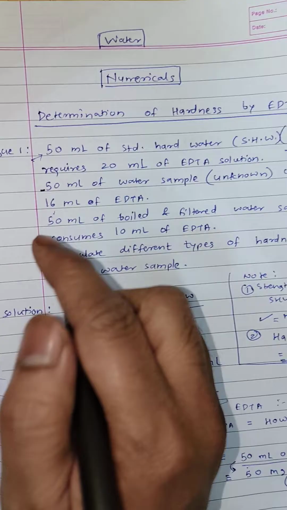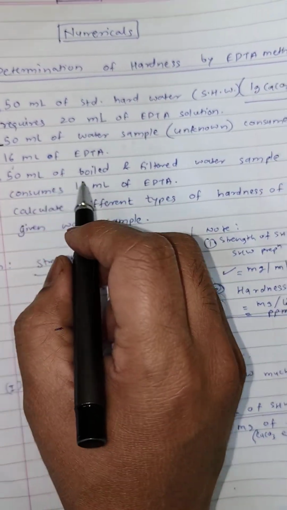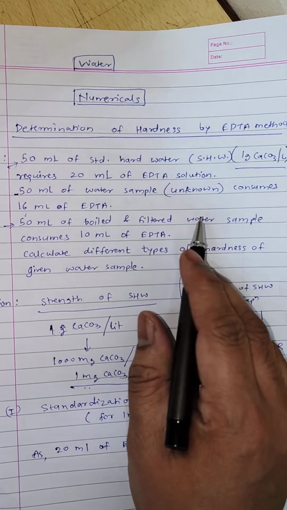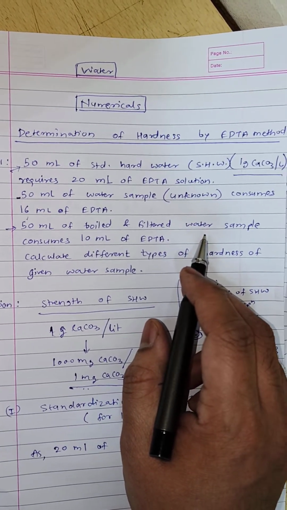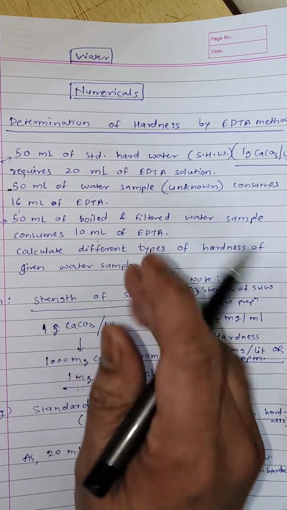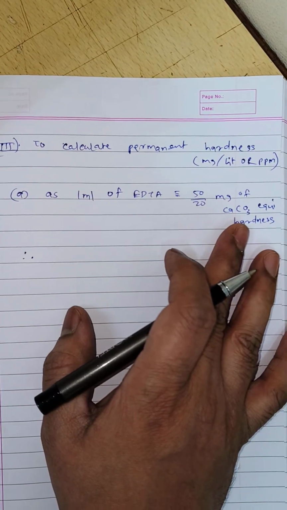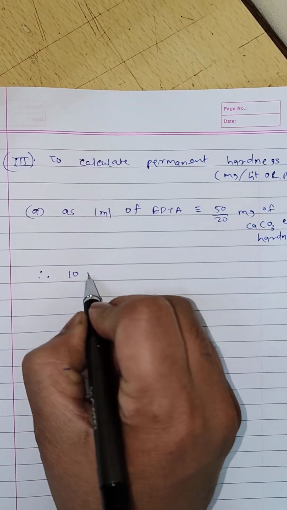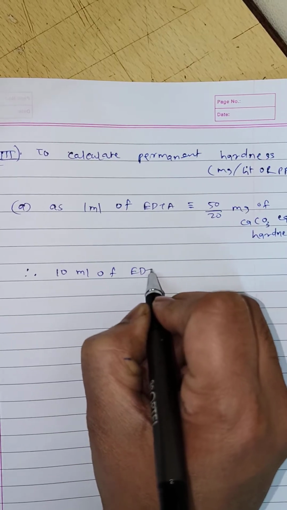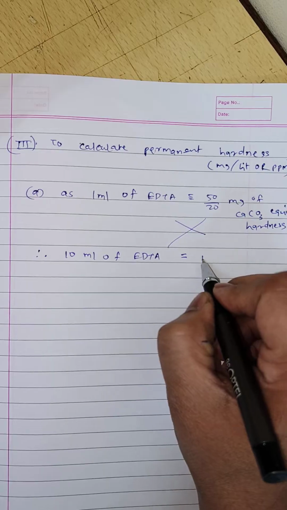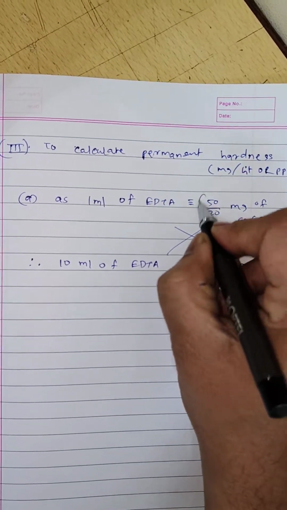Therefore, what is here in the numerical? Third point, third sentence. See, this one: 50 ml of boiled and filtered. Boiled and filtered means after boiling and filtering, you will be removing temporary hardness. So only water sample corresponding to permanent hardness will consume 10 ml of EDTA. So 1 ml of EDTA corresponds to this milligram of hardness. Therefore 10 ml of EDTA corresponds to what? Cross multiplication: 10 into 50 by 20.